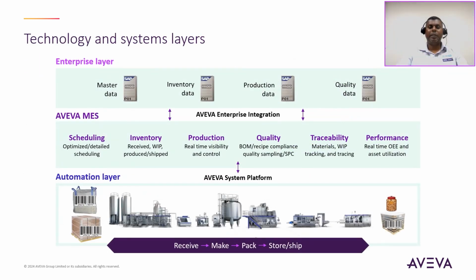In this slide, we look at the technology and systems layers. At the bottom, we've got our automation layer, which is where we get our field data from our data sources such as PLCs, equipment, and databases. This feeds into our system platform layer, which then connects to the MES, AVEVA MES. At the top, we've got our enterprise layer where we've got our master data, inventory data, production data, and quality data. So this just highlights the different layers. We've got our AVEVA System Platform, and then we've got our AVEVA Enterprise Integration, or our enterprise layer.